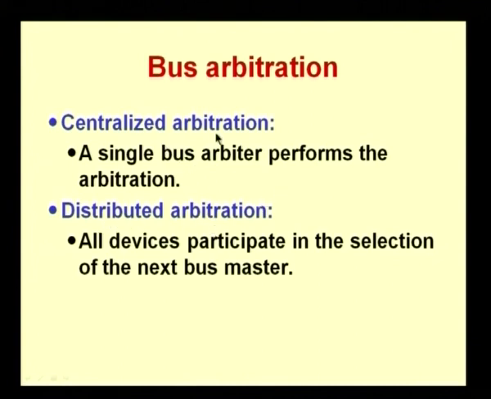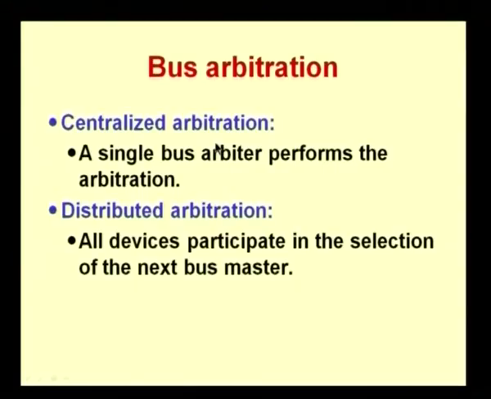Now, in the centralized arbitration mechanism, we have a special device called the arbiter, a single bus arbiter which is responsible for performing this arbitration. So, this is a centralized device, a special device. This special device is the one which will take the requests from the different units which want to become the bus master and then determine who has to become the bus master. So, it is a centralized unit which is responsible for doing this arbitration. This is one style in which the arbitration can be done.